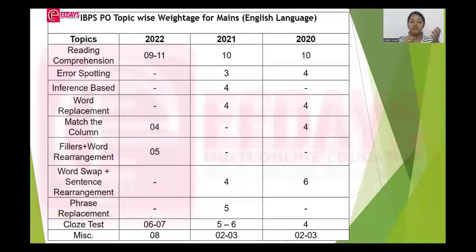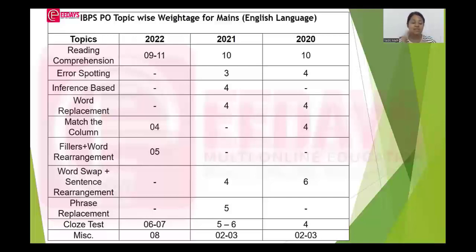And coming to inference based, they didn't ask any question in 2022, but in 2021, 4 marks they have asked, and before that, in 2020, they didn't ask any questions. That means probably they might ask this year, but they might not. But don't be negligent thinking that they are not going to ask. It's a probability, it's on your luck. Instead, better sit and prepare for it.